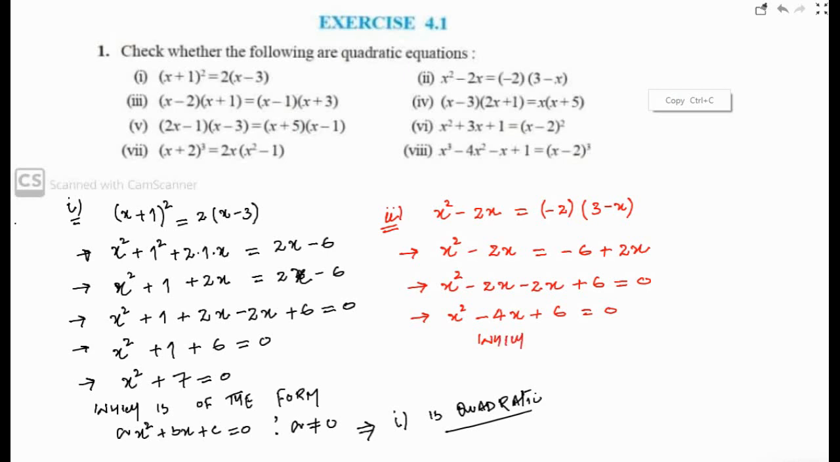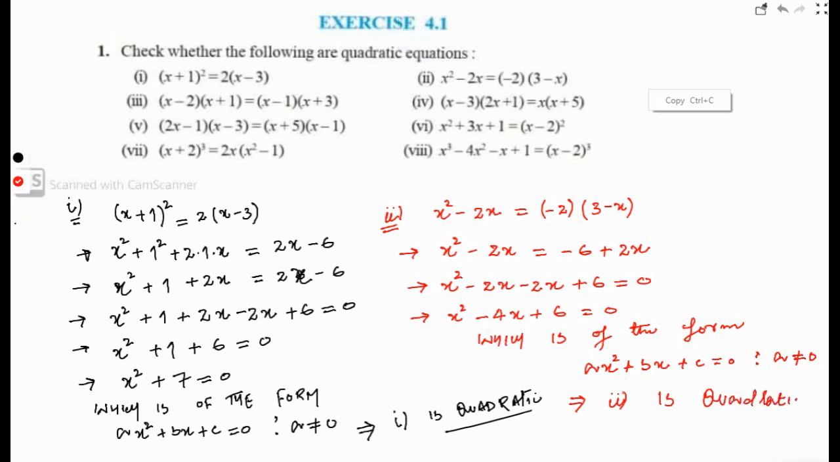You can write this as of the form ax square plus bx plus c equal to 0, where a is not equal to 0. Again the coefficient of x square here is not 0, implying that the second is quadratic. So this is part number second. That means the one given in first and the one given in second are both quadratic equations.